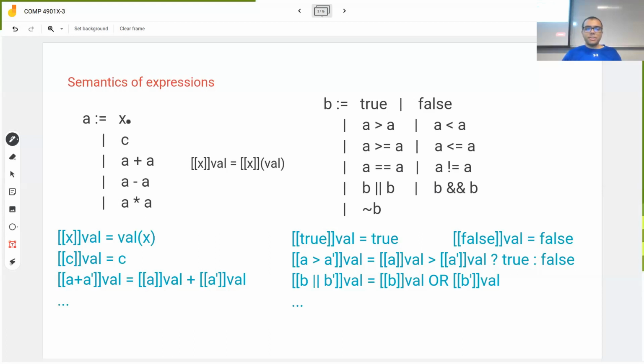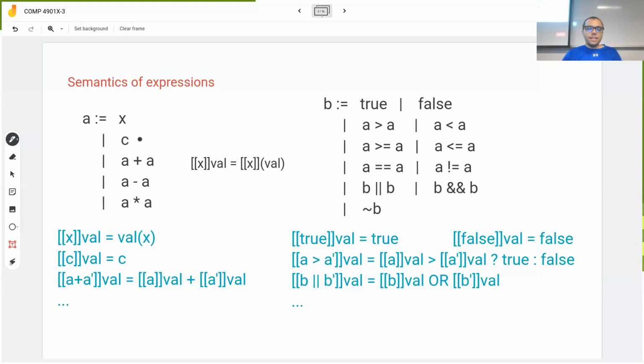So what if my expression is just a variable? What is the meaning of a particular variable at a particular state? So this state val basically was itself a function that gave me the value of every variable. So the meaning of x at val is just val of x, right? Pretty easy.